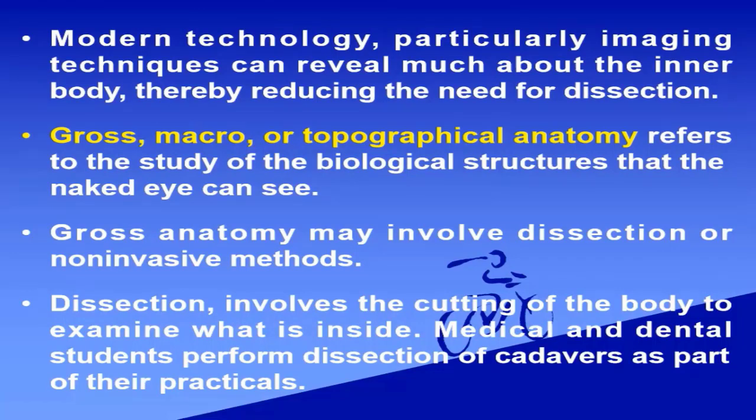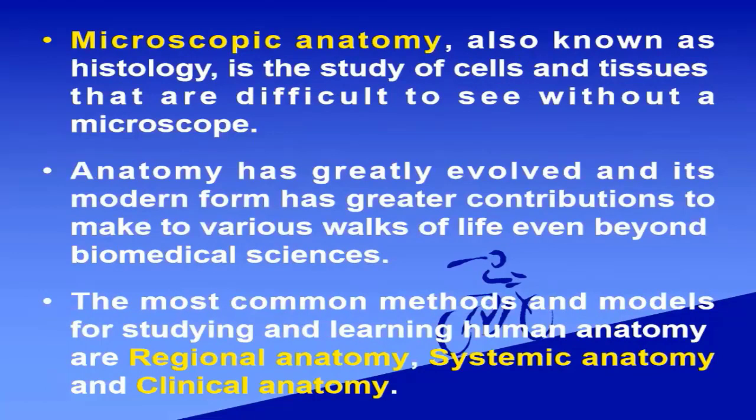modern era. We have gross, macro, or topographical anatomy, which refers to the study of biological structures that the naked eye can see. Gross anatomy may involve dissection or non-invasive methods. What do we mean by dissection? Dissection involves the cutting of the body to examine what is inside. Medical and dental students perform dissection of cadavers as part of their practicals.